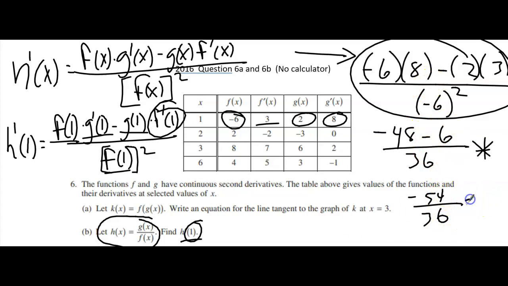Now, if you did reduce it, though, I know that 9 goes into both of these. 9 goes into 54 6 times. 9 goes into 36 4 times, and then we can reduce even a little bit more to get 3 halves. So that's the answer I'm getting.